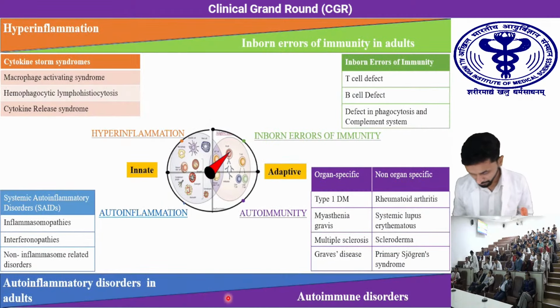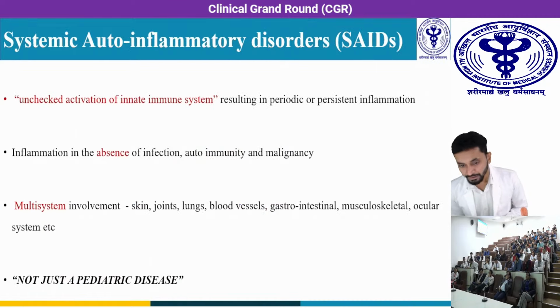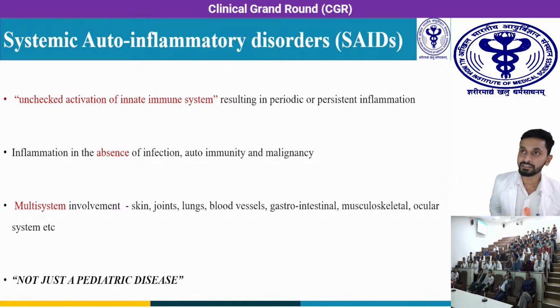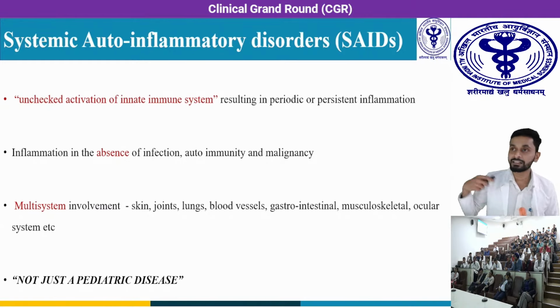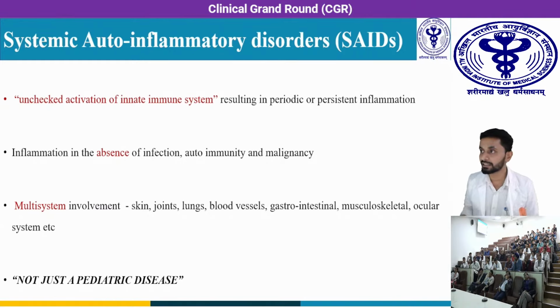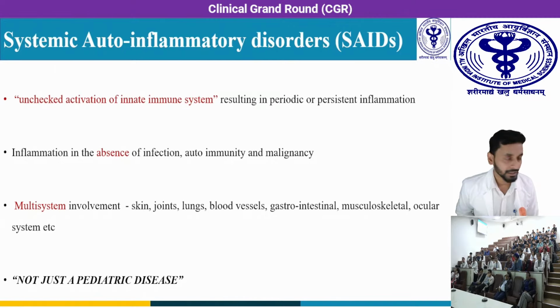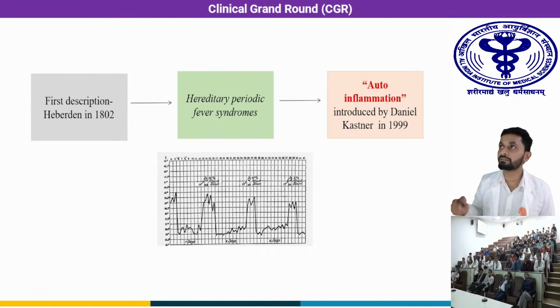Now we will shift gears toward autoinflammation. Systemic autoinflammatory disorder, to define in one word, is sterile inflammation: inflammation in the absence of infection, autoimmunity, and malignancy. It also involves multi-system involvement. It can present with dermatitis, osteomyelitis, but everything will be sterile. It is not just a pediatric disease, but it can also present in adults, because we humans are prone to somatic mutation.